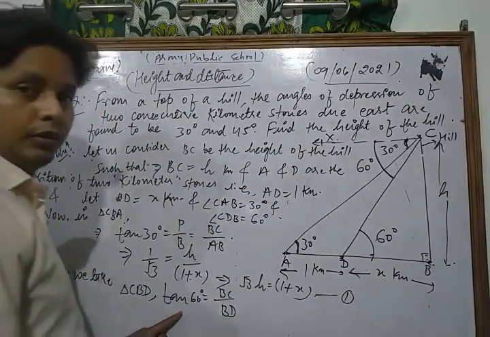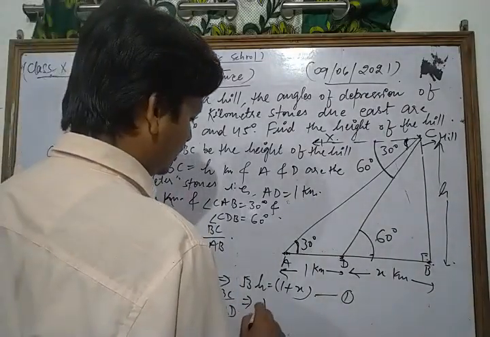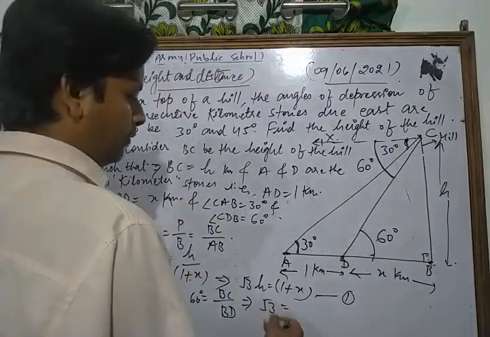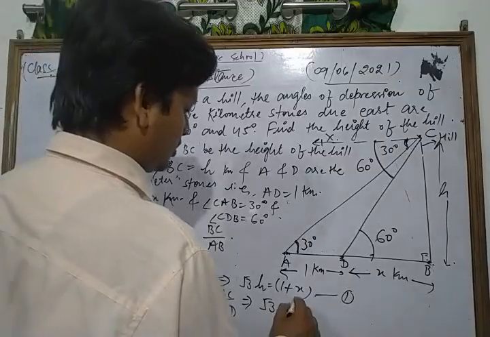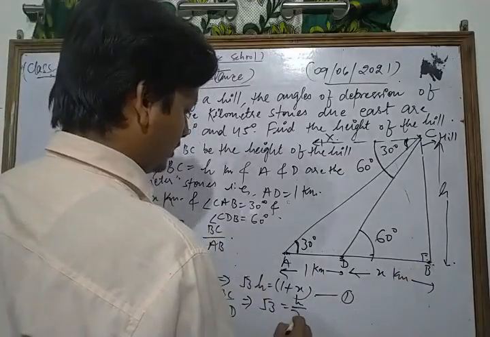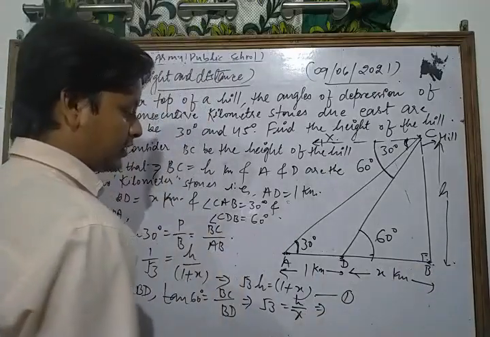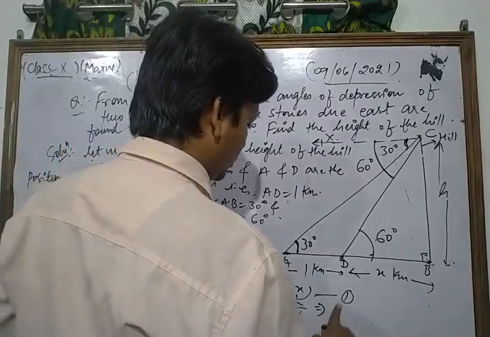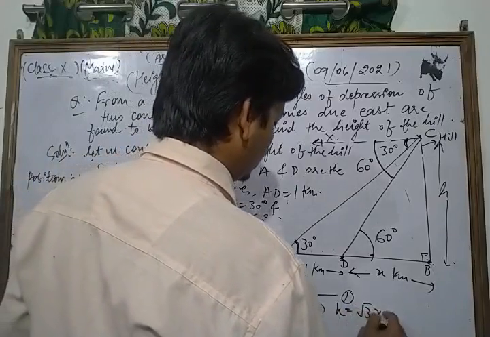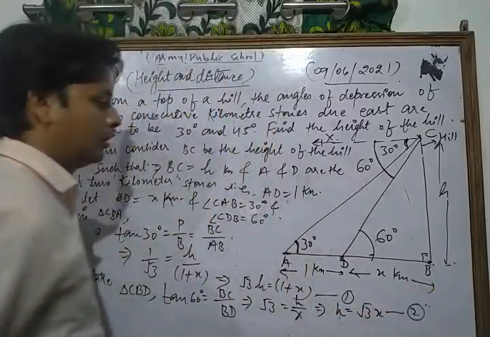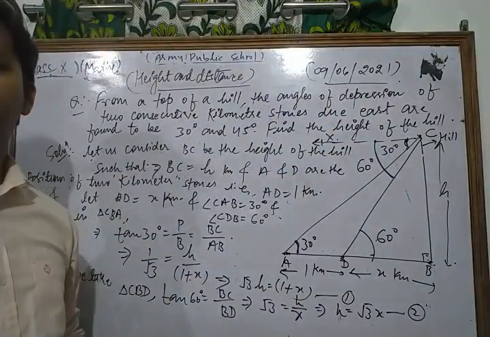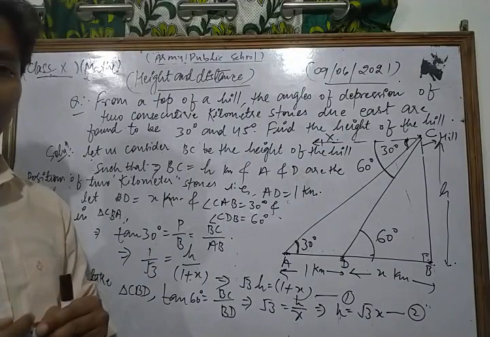Now we know that the value of tan 60 is under root 3. Okay, and the value of BC is h, upon BD is x. Now we do the cross multiplication, so we get h is equal to under root 3x. Take this as equation number 2.